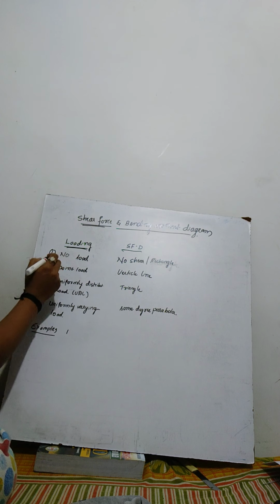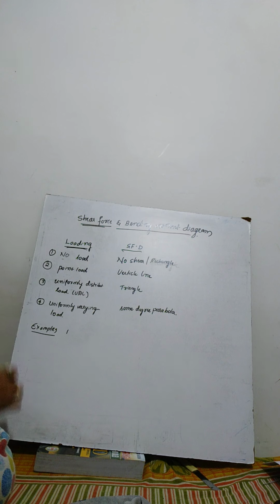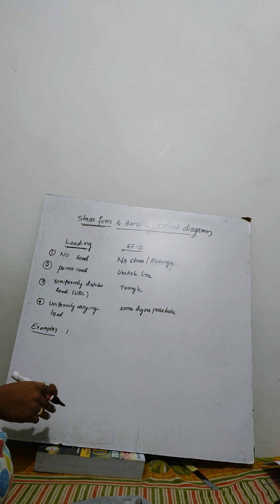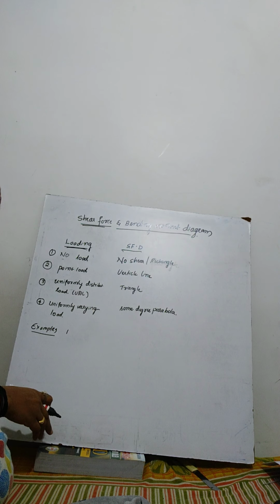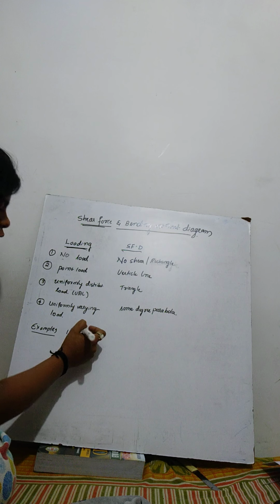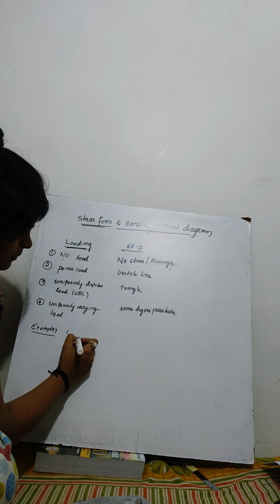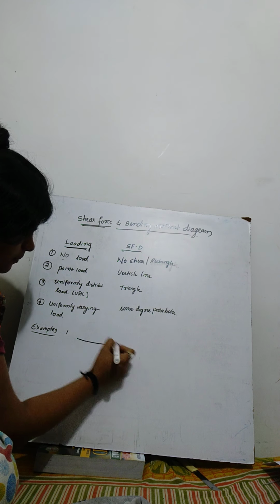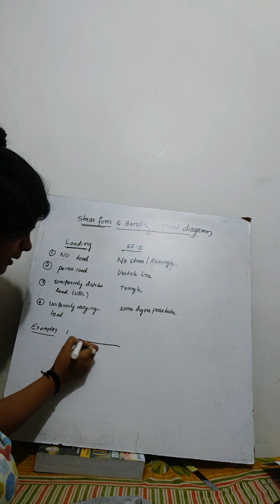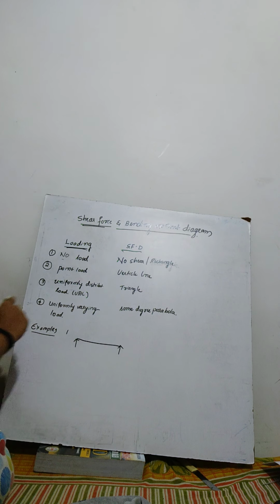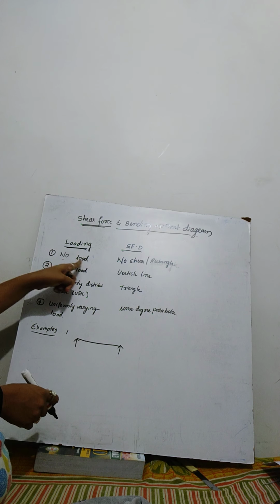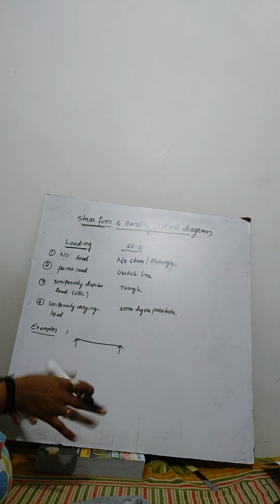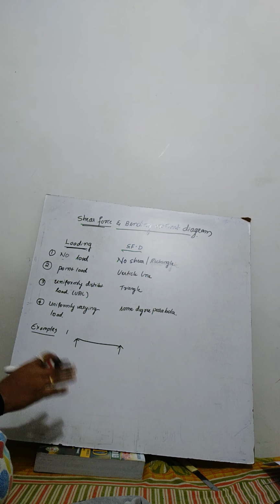So let us first know, the first one is no load. That means there is no shear acting. That means you can draw it as a rectangle. That I'll show here, for example. Okay, simply supported beam. Here the condition is no load. No load is acting on this particular beam.